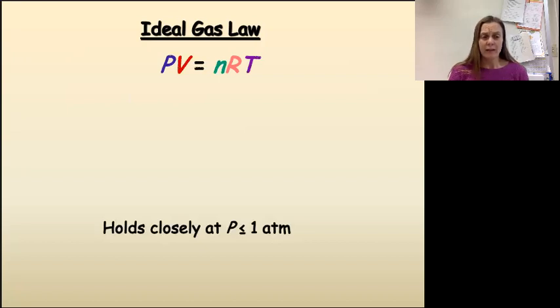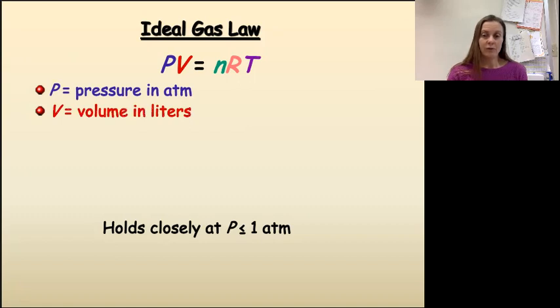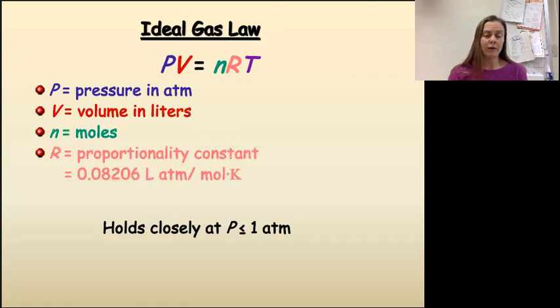So here's our ideal gas law. PV equals nRT, where P is our pressure. And this time we want to make sure that our pressure is in atmospheres. V is our volume. And again, we have to be specific. This is the volume in liters. n is the number of moles. And now R is a constant. This is called the proportionality constant, and its value is 0.08206 liters times atmospheres divided by moles times kelvins.